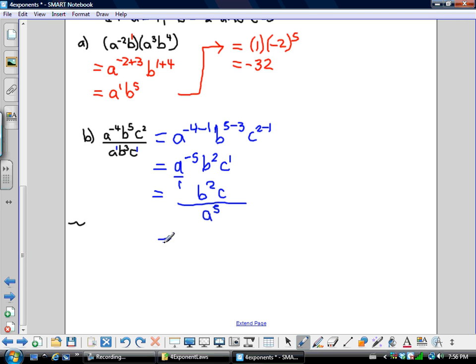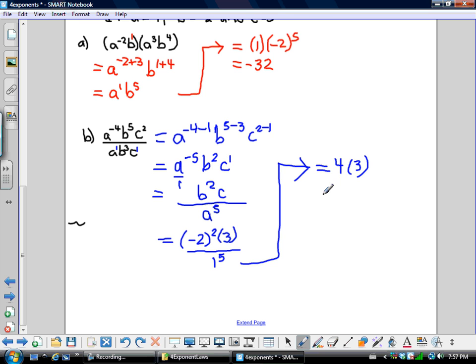Now when I substitute my numbers in, I have B, which is negative 2, squared, times C, which is 3, over my A, which is 1, to the power of 5. When I do that question, negative 2 squared is going to be 4, and 3 is obviously 3. And 1 to the 5th, well, 1 times itself 5 times is still 1, so my final answer is 12.